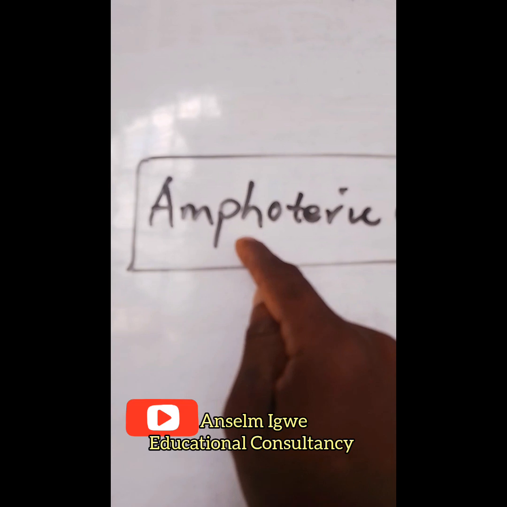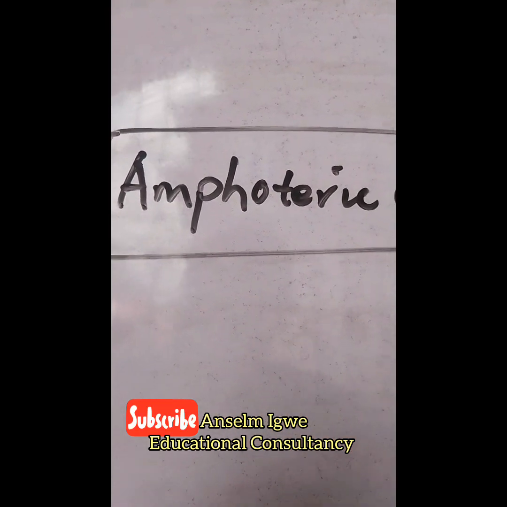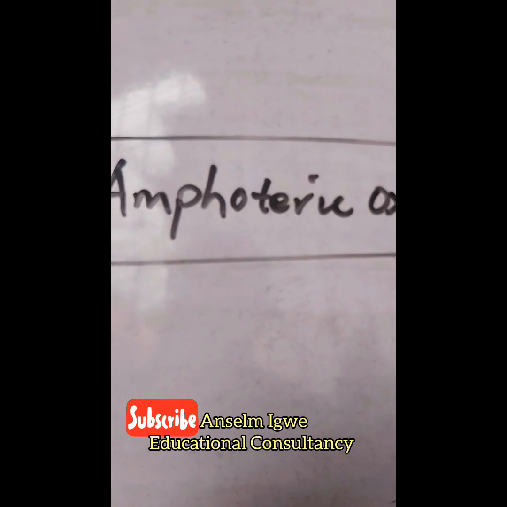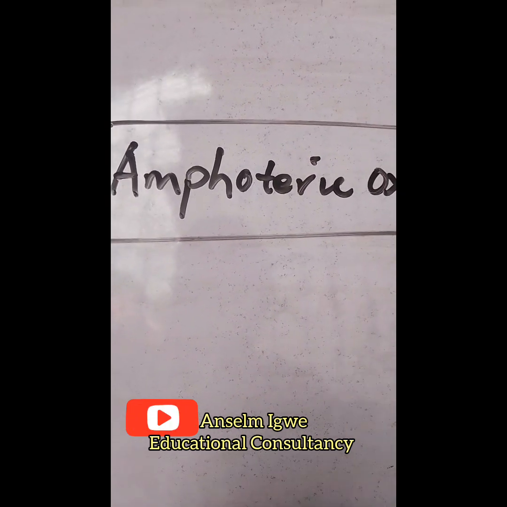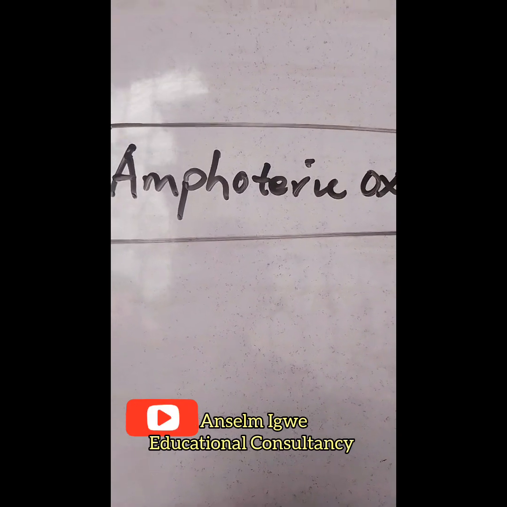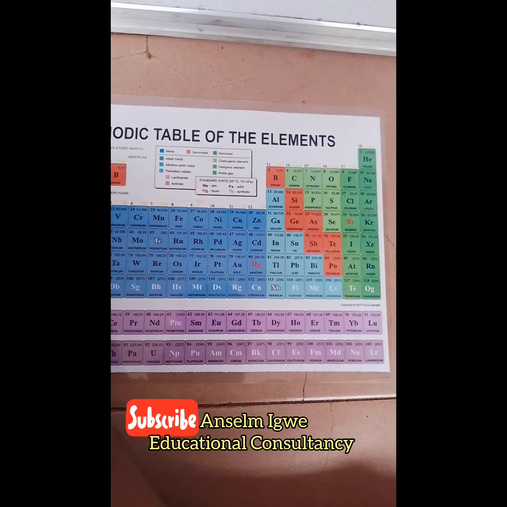Remember, amphibians live part of their life in water and part on land. So amphoteric oxides behave both as acidic oxide and basic oxide. They are oxides of metals close to the metalloid borderline on the periodic table. This is the periodic table, and this side is made up of metals, this side non-metals.